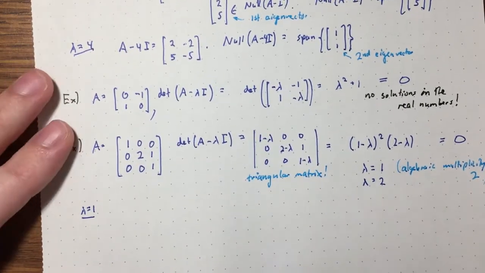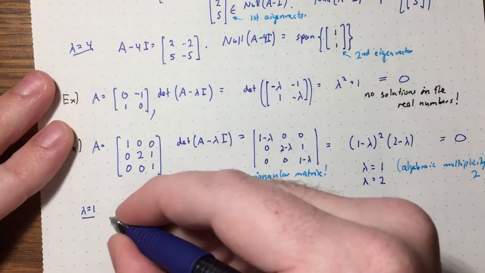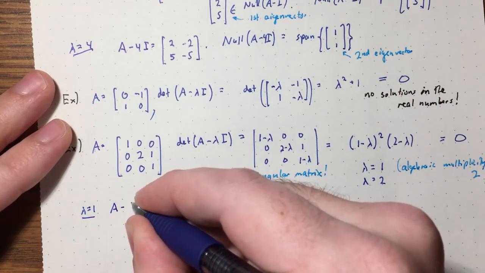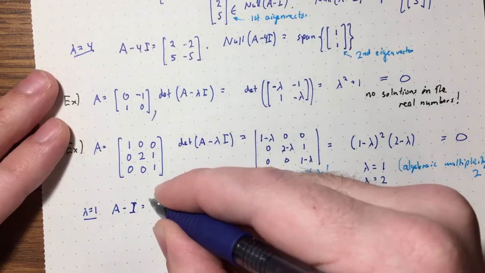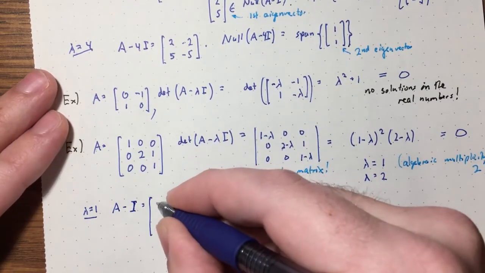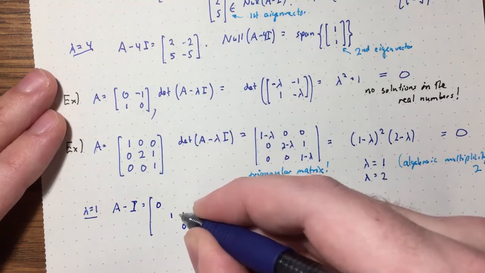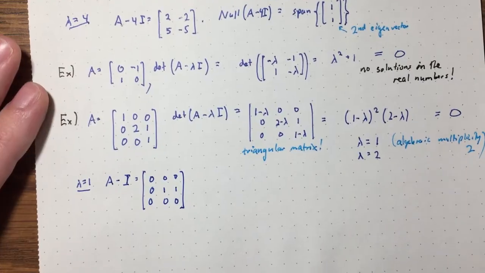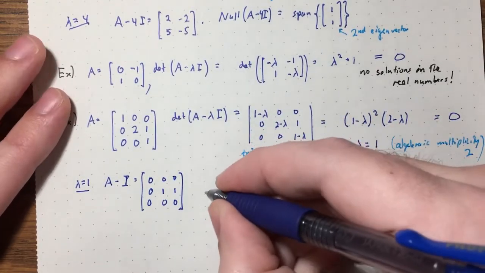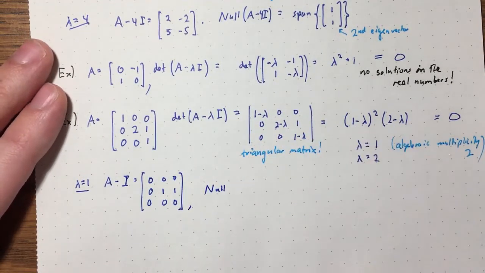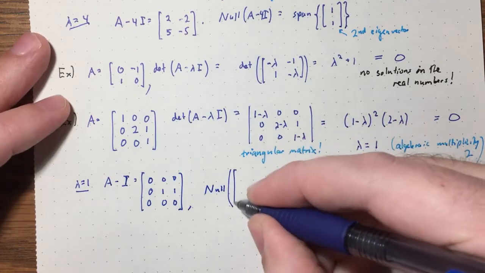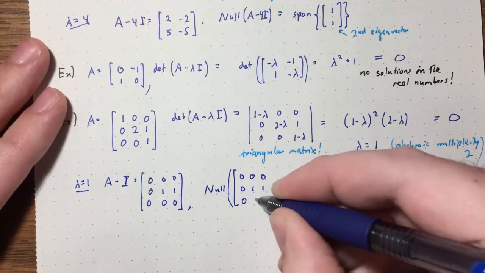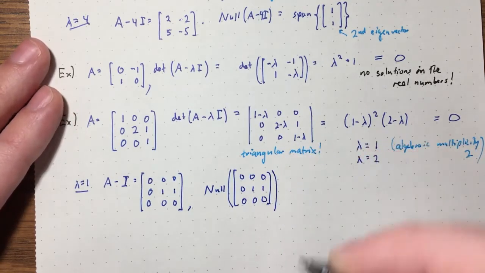So what if we take lambda equals 1? Well, we want to find the null space of A minus 1I, right? So it's A minus I. That's 0, 1, 0 now on the diagonal. I get this matrix. Well, what's the null space of this matrix? Again, can we do this pretty quickly? Avoid those long null space calculations. It looks simple enough that maybe we can do it quickly.